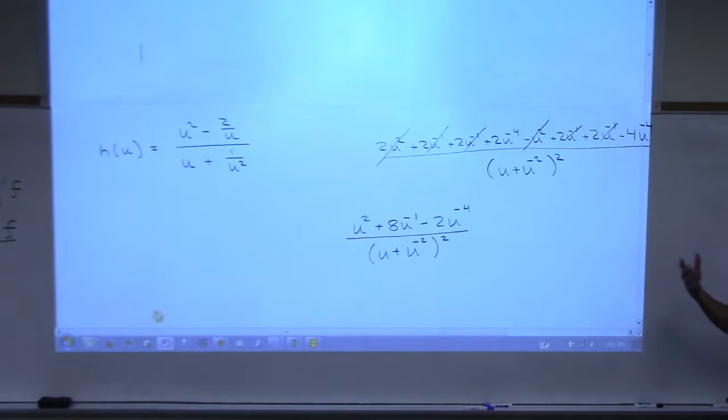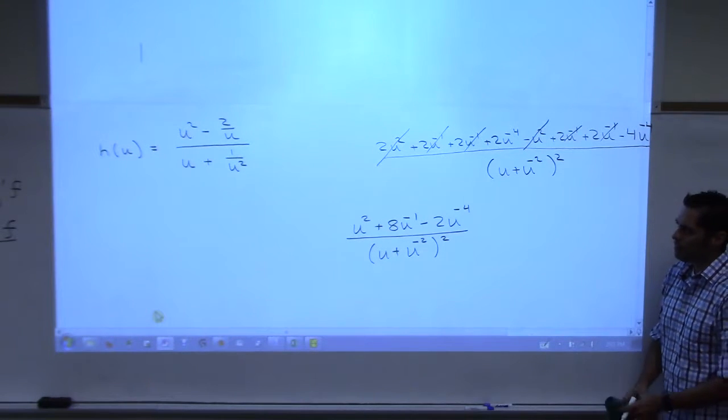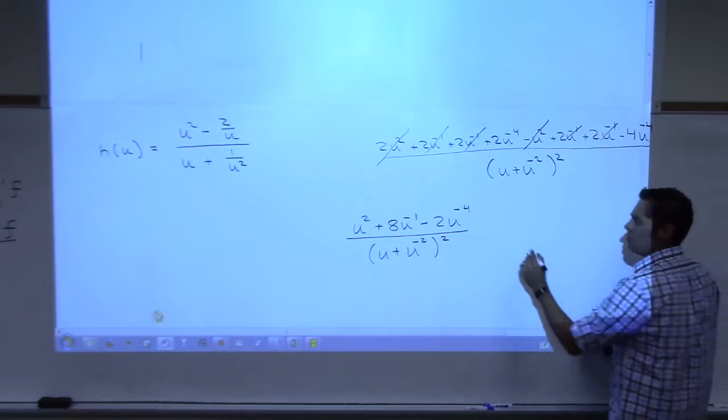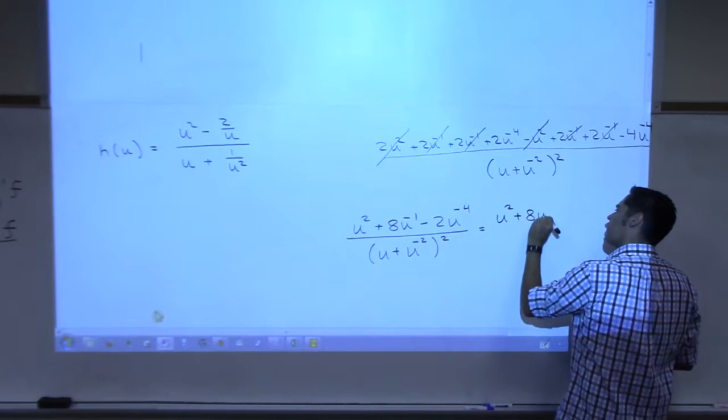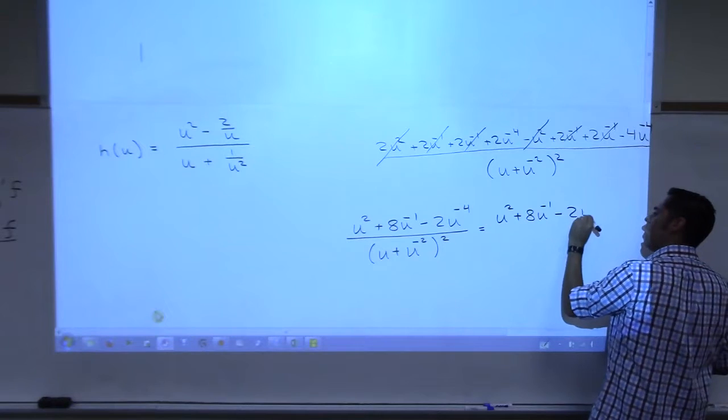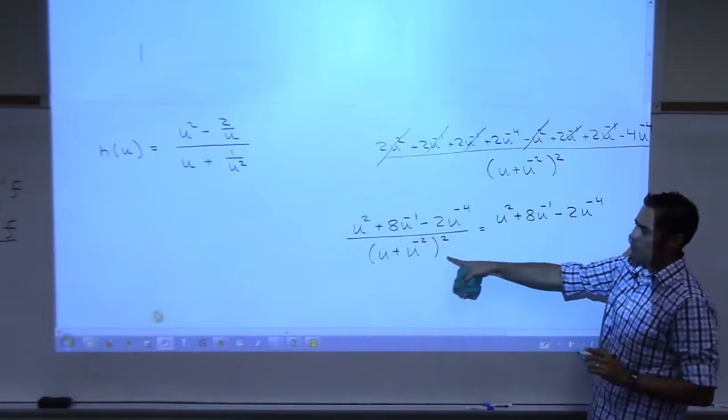I'm just showing you the type of algebra that, as Cal 1 students, we'd have to become comfortable with. Everything I've done up to this point is on the table as far as what you should be able to do. I'm going to do something else. I'm going to try and release that guy from the parentheses downstairs.